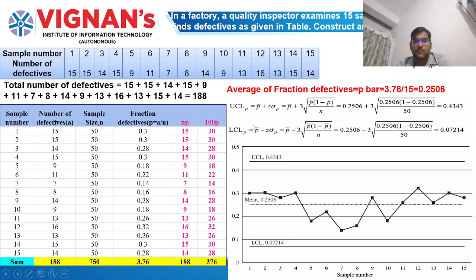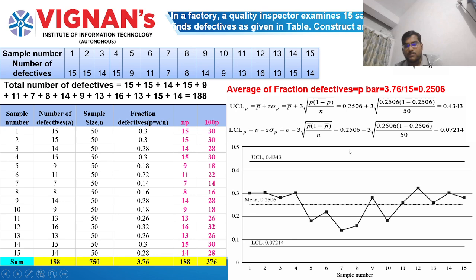Then we need the upper control limit and lower control limit as per the formula. So P bar plus 3 into sigma P. We know the P bar value, and the n value also. Here n is the sample size, that is 50. Remember, don't take the number of samples. Then you get the upper limit and the lower limit.